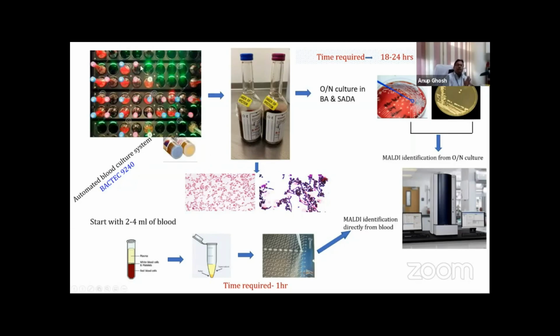This is the schematic. When we get a beep, it means a positive flag bottle, and the usual technique is to go for the overnight culture. But what we did was take out some blood and immediately do the gram staining, and in the gram staining you can easily differentiate whether it's a yeast or a bacteria. When we got the yeast, we processed the blood sample, made the pellet, and did the MALDI-TOF identification. So instead of 18 to 24 hours, it only requires 1 hour. So how quick you can do this.